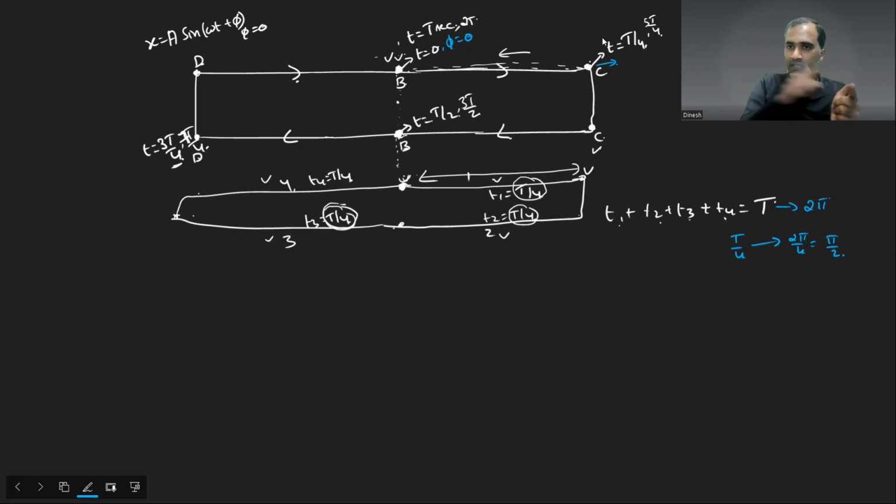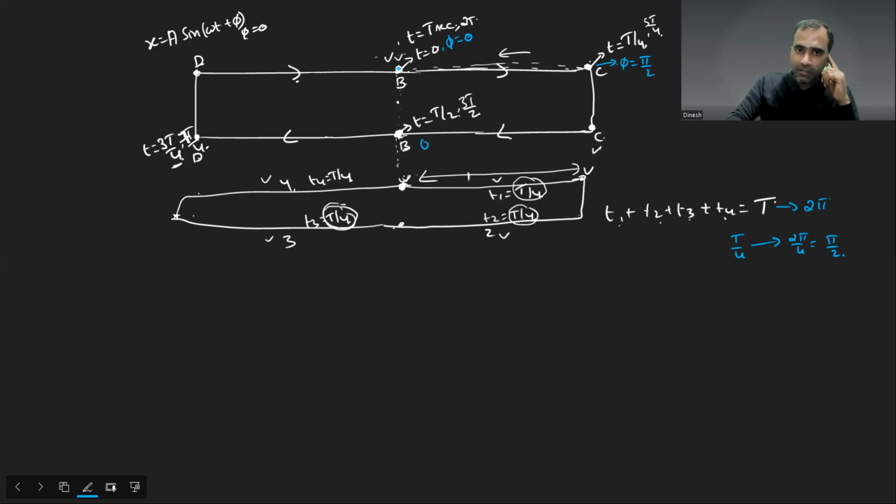All the 4 paths correspond to a time difference of T by 4 to traverse one path. So the phase covered in that time is pi by 2, because the total phase is 2 pi. If you divide the 2 pi into 4 parts, each part is pi by 2. So what is the phase difference between B and C? Pi by 2. Same phase here also, because it's the same point. For convenience we have drawn it separately, C and C.